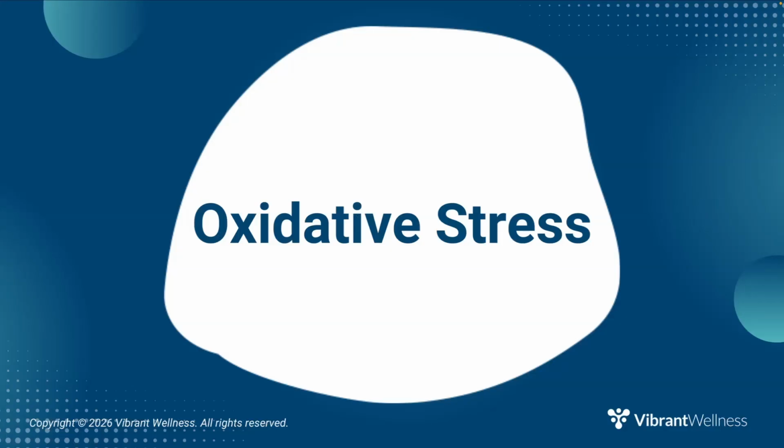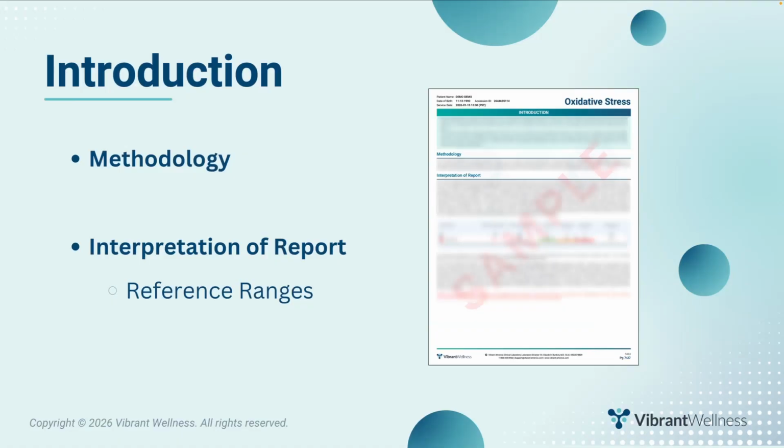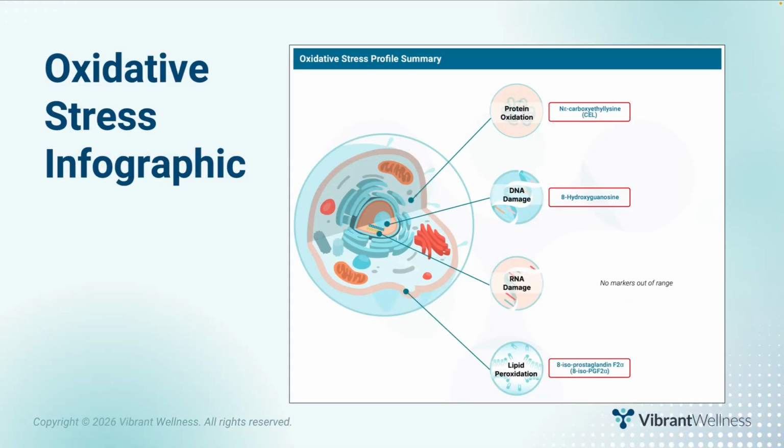After the Cellular Zoomer summary, we get the results for each of the panels, starting with the Oxidative Stress panel. The Oxidative Stress panel begins with an introduction page where you can find the methodology and interpretation of report, and again, I highly recommend reading this page. The next page of the Oxidative Stress panel summarizes the out-of-range markers in this helpful infographic, showing the impact of oxidative stress on nuclear DNA, transcriptional RNA, translational proteins, as well as lipids found in the phospholipid bilayer.